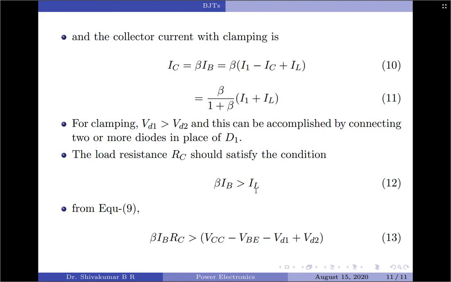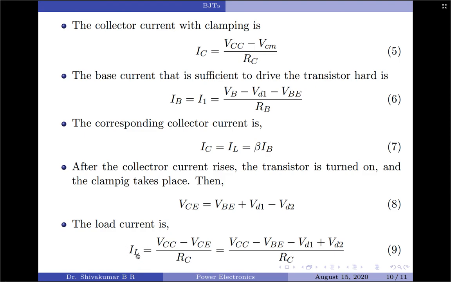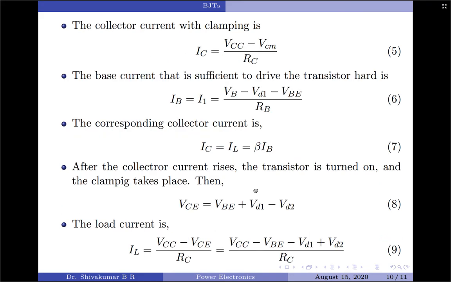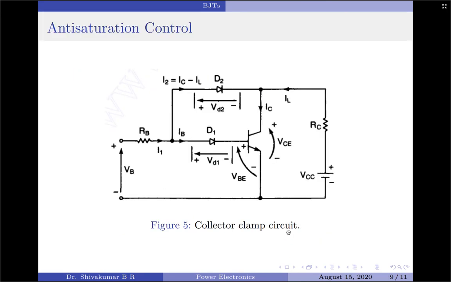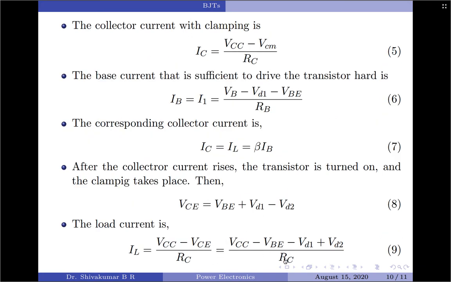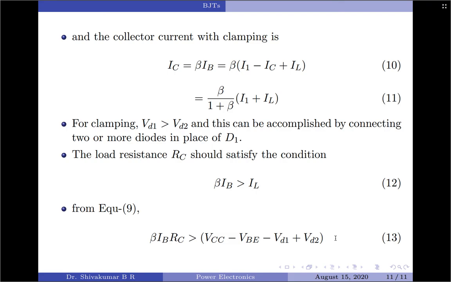So, now what I do, in the previous expression, I have written an expression for IL. I will take IL equal to VCC minus VB minus VD1 plus VD2, the whole divided by RC, and I will substitute into this equation. And since we have a denominator given by RC, let me take it to the LHS. So RC here, which was at the denominator, is taken to the LHS, and the remaining part of the IL is written here. So this is the expression that is very, very necessary for a successful clamping operation.